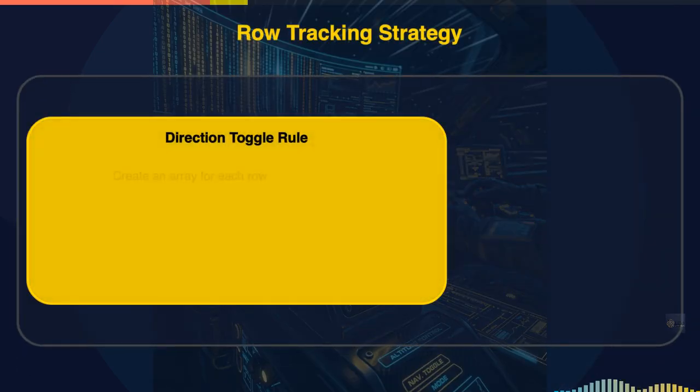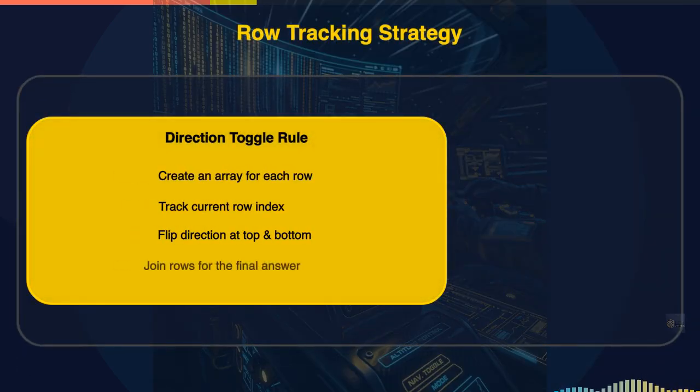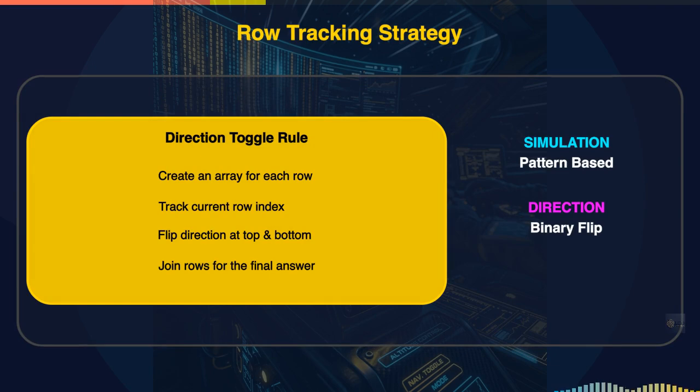The golden rule here is direction toggling. We maintain a list of strings, one for each row. We iterate through the input string, adding each character to the current row. But here is the key: we flip our direction whenever we hit the top or bottom row. Let us see this in action with a dry run.